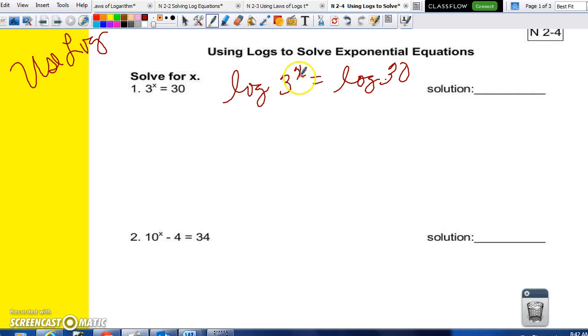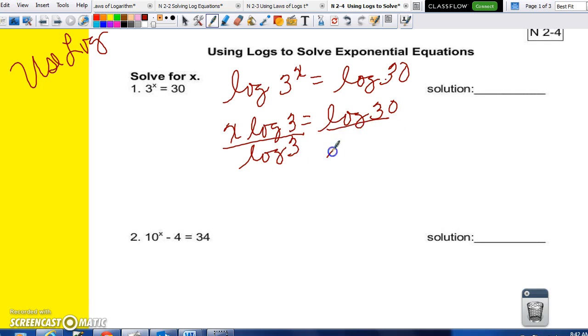So now where does this x have to go? That's correct, to the front. So I have x log of 3 equals log of 30. So if I want to solve for x, how do I get rid of what it's multiplied by on the left side? That's correct. I divide it by log of 3. Whatever I do to one side, I do to the other side.